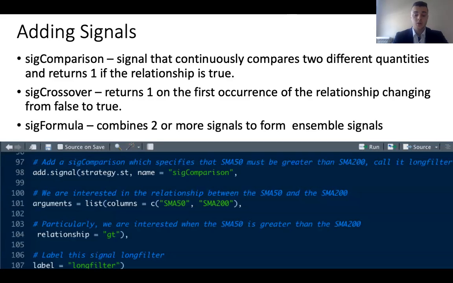In the example below, we have a sig comparison, which specifies that simple moving average of 50 days should be greater than 200 days simple moving average. We indicate our interest in the relationship between SMA 50 and SMA 200 as GT, which stands for greater than. And then we call it a long filter.